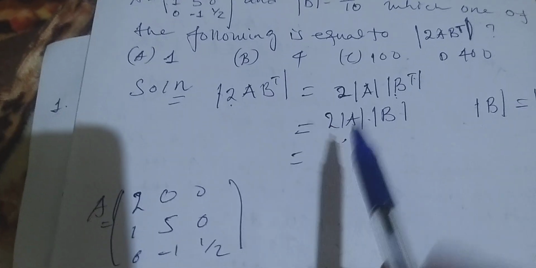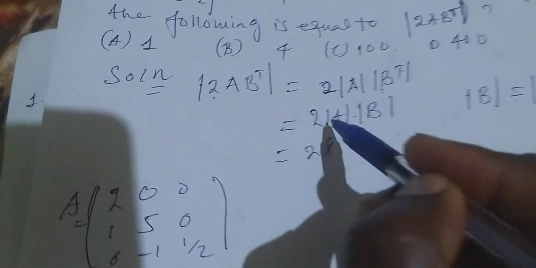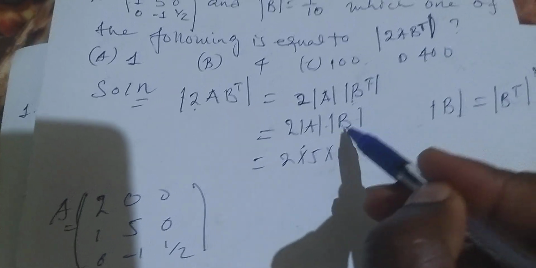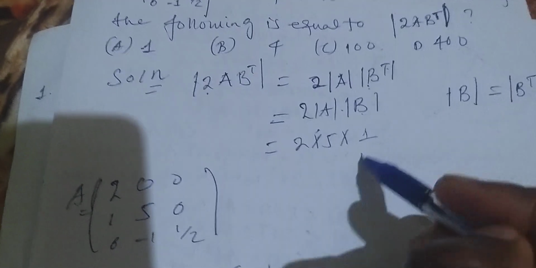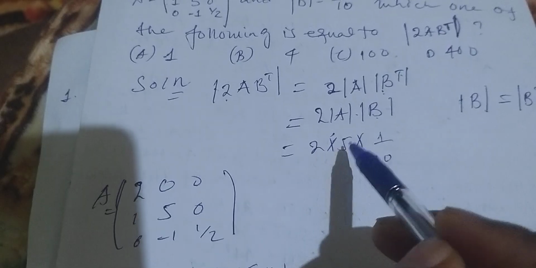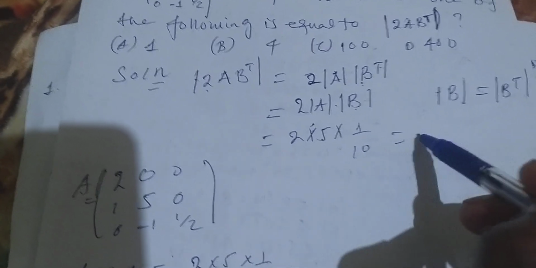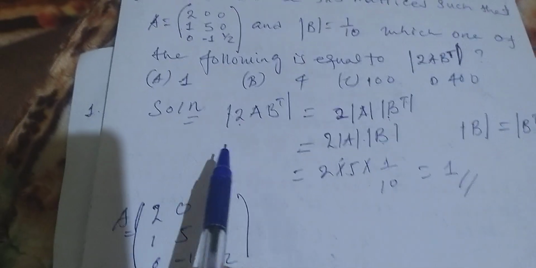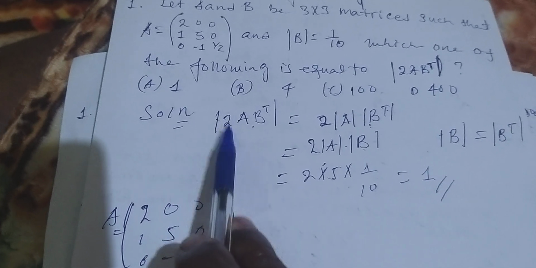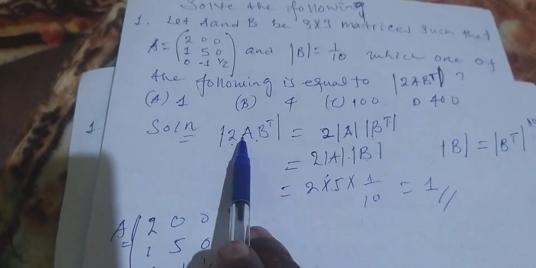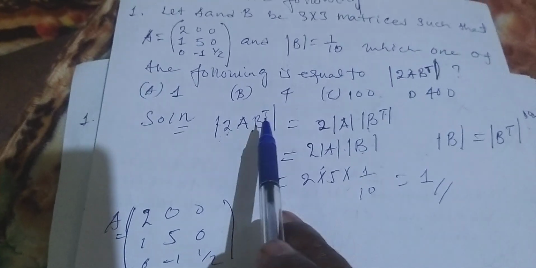Now, come to the question. 2 times the determinant of A, which is 5, times the determinant of B, which is given as 1 over 10. Therefore, 2 times 5 is 10, and 10 over 10 is equal to 1. So the result of the determinant of 2 times matrix A and the transpose of matrix B is equal to 1. The answer is 1.